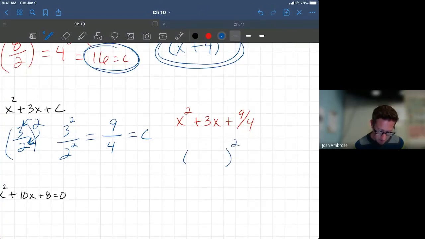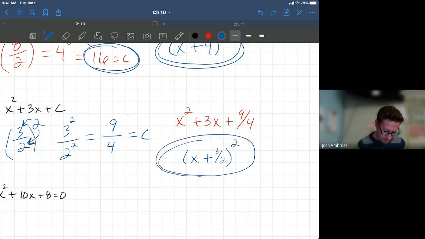Binomial squared. Notice both plus signs in that trinomial, so we put a plus sign in our binomial. X squared is perfect. It makes x. 9 over 4 is perfect. It makes 3 over 2. All right, there we go. And there we go, right there.